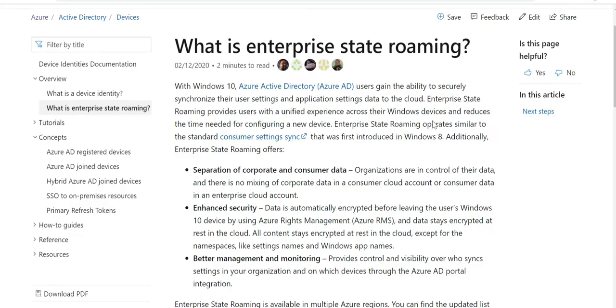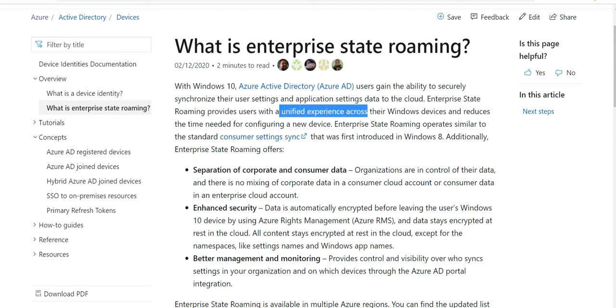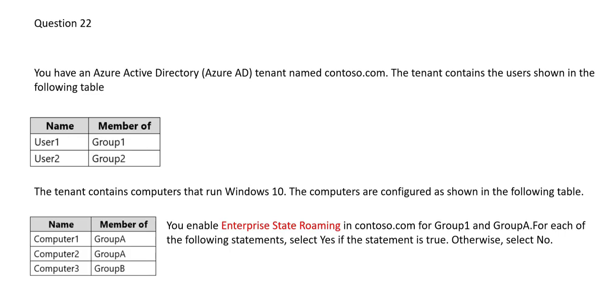See, what it provides is this enterprise state roaming. It provides you with a unified experience across Windows devices. What do you mean by unified experience? It means, like in this question that is asking, User 1 changes the background of computer 1 but sees the same background in computer 3, the changed background in computer 3. User 1 can get into any computer and see the same experience now.